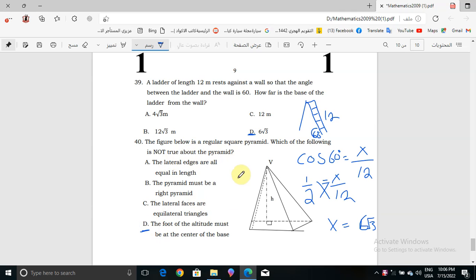Now this was the last answer for the last question in this module. I hope that you benefit from the answers that we solved together here. And inshallah, in the coming videos, we are going to explain more models.